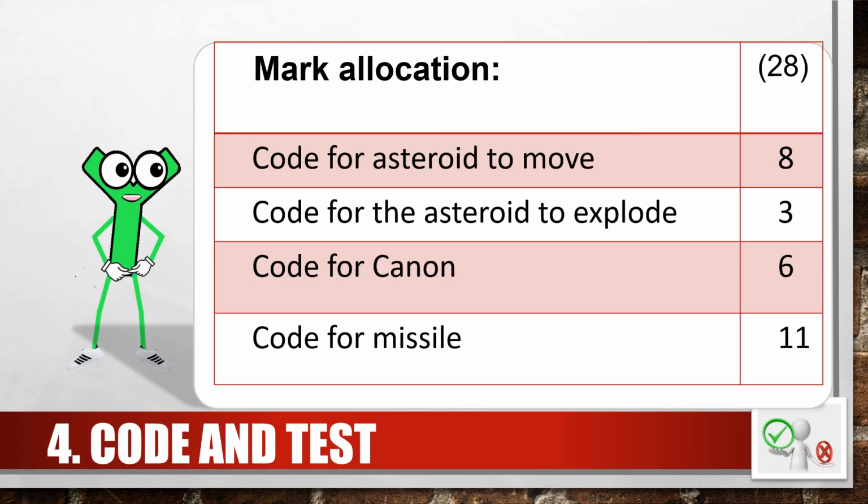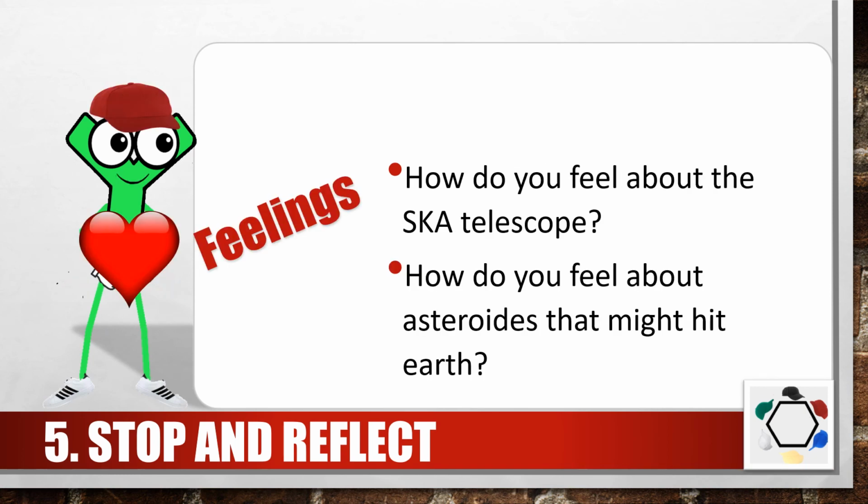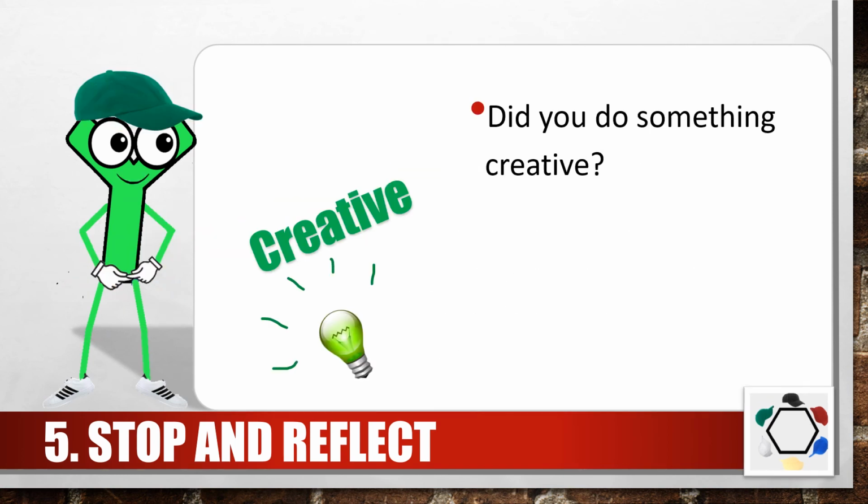Code your program and check that your program meets the criteria against this rubric. A more detailed rubric appears in your workbook. Use your 6 thinking hats again to reflect on what you've learned today.